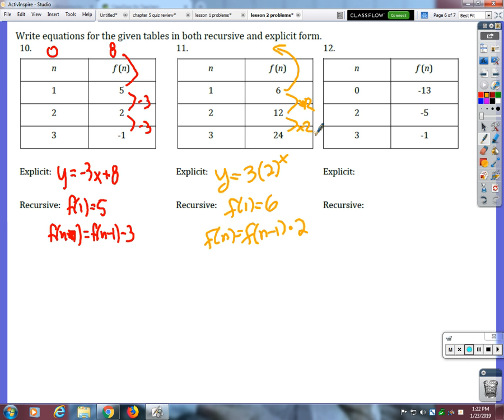I think what McKenna and I disagreed on is that you only need to be able to do the explicit one or the recursive one, but not both. So the problem will be phrased, write equations for the table, and then you can just pick. Okay?